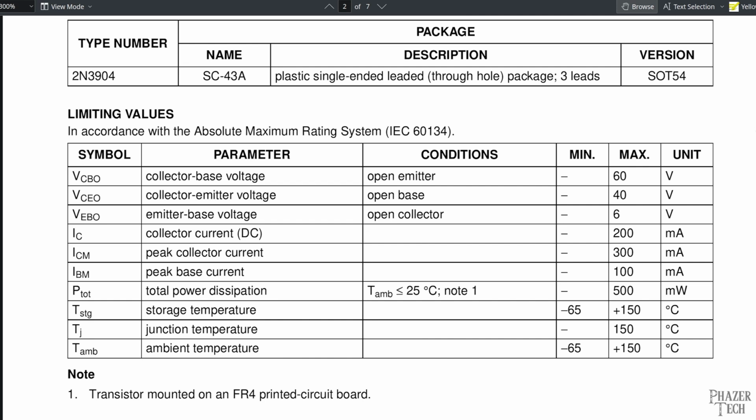So remember, power is a product of current and voltage. So 500 milliwatts means that if we were to draw 200 milliamps, we would only be able to do that with 2.5 volts. All right. So the more voltage you feed, the less current you'll be able to get out of it.